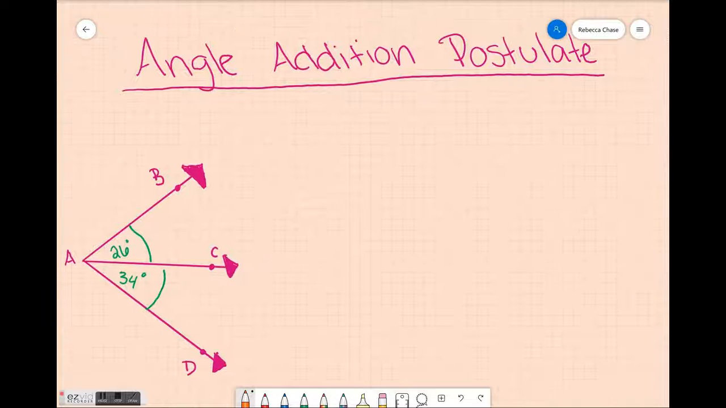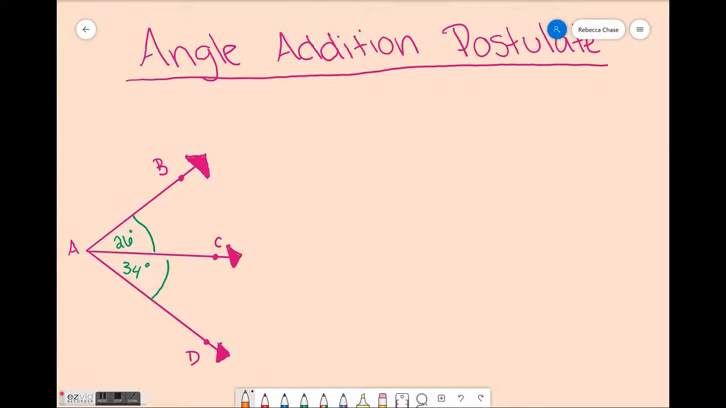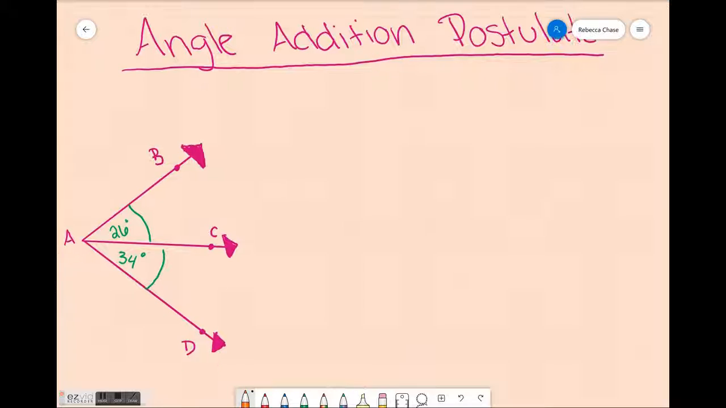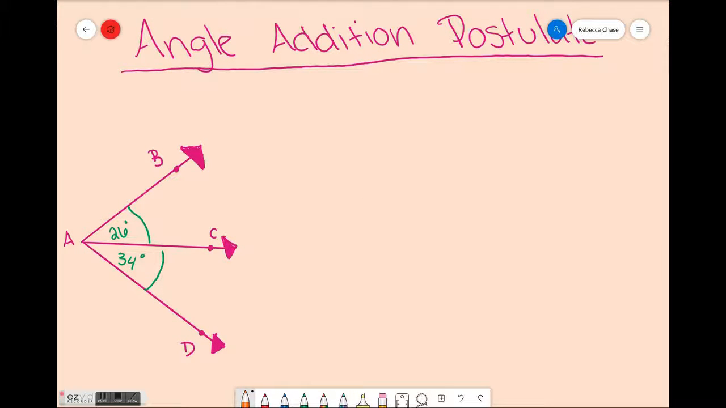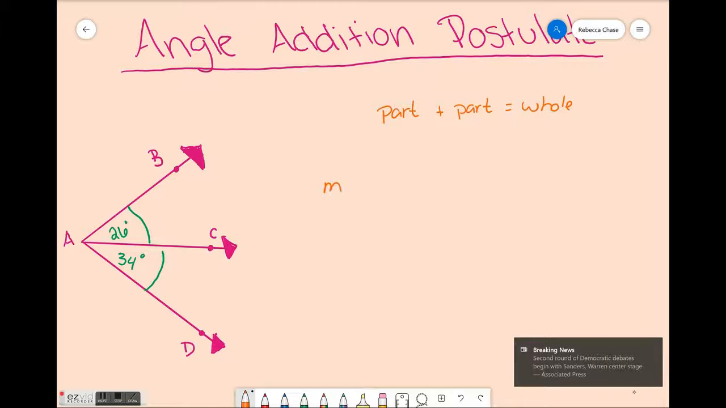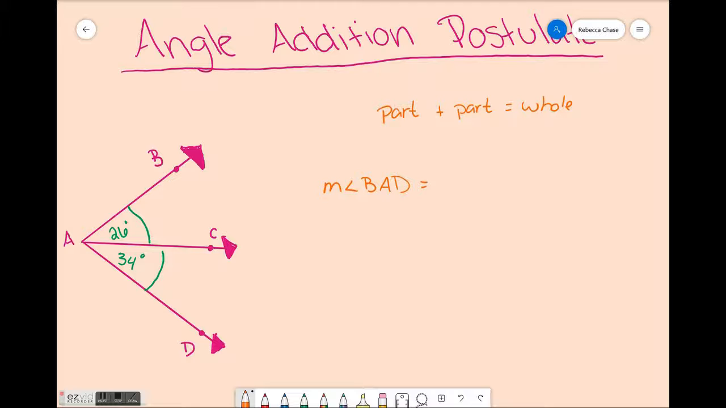All right, now we're going to move on to the second one, which is going to be the exact same concept, but instead of using segments, we're going to use angles here. All right, so angle addition postulate, what that says is the same exact thing. So if I have part of an angle plus part of an angle, that's going to end up giving me the whole angle. All right, so I look at this, and if I want to find the measure of angle BAD, all right, what I have to do is I have to take both parts, so 26, 34, and I have to add them together. So I know that the measure of BAD is going to be 60 degrees.